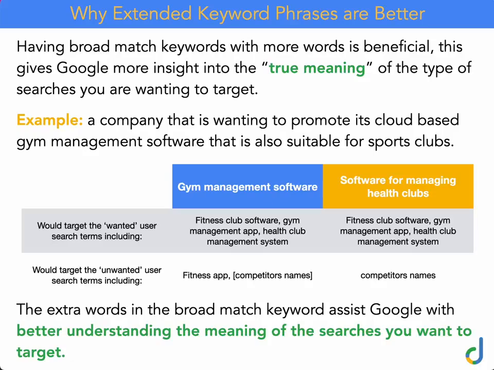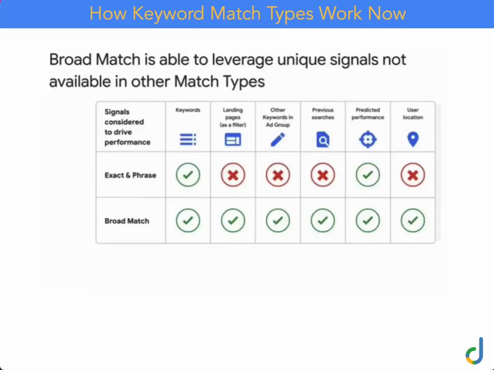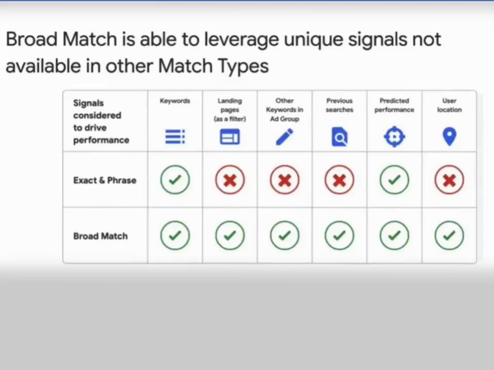So people may say, well, why do you use broad match? This is some data that I got from inside of a Google training tool. I'm sorry that the quality isn't as high on this image, but remember how we said user intent at the start of this keyword research? So it's not only looking at the meaning, but also user intent. This is what we're talking about here: broad match is able to leverage unique signals not available in other match types.